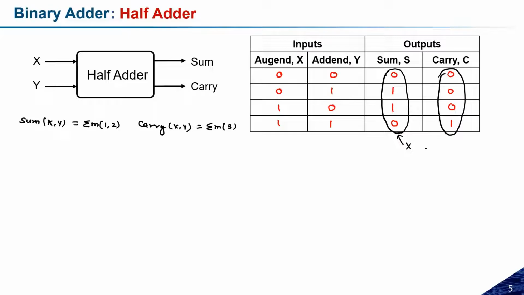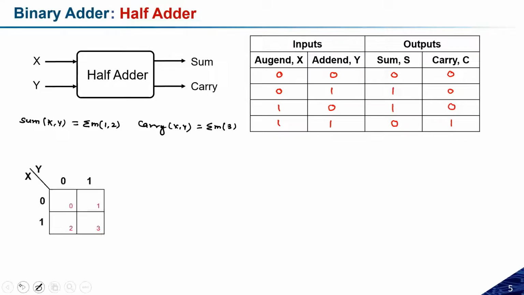But if there are more variables, you cannot directly see what kind of circuit is needed, so you need to solve it. Okay, so let us try to solve for the sum. For sum, I have minterms 1 and 2, so 1 is here and 2 is here. And for carry, I have only 3, which is given here. Now try to solve it.